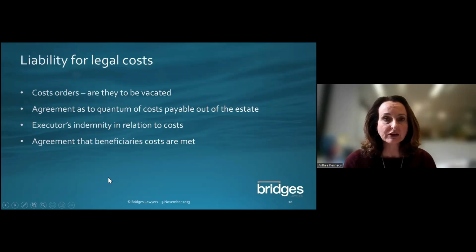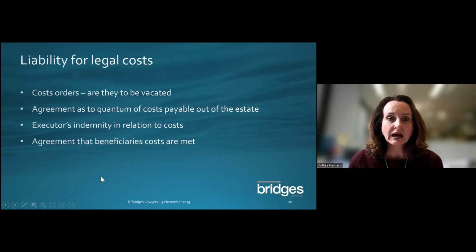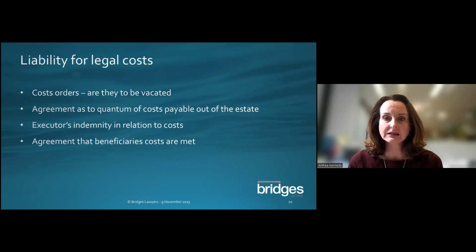The legal costs of proceedings are an important consideration when entering into a deed. Often there'll have been costs orders prior to the mediation, and consideration has to be given as to whether they're to be vacated. It's often useful to have an agreement about what costs are going to be paid out of the estate, and if it's the plaintiff's costs, then the preferable approach would be to either agree on a quantum or for it to be paid out of whatever order the plaintiff is getting, because the last thing you want is a further disagreement or proceedings about quantum of costs.